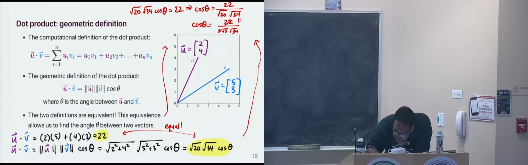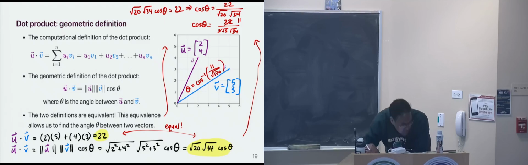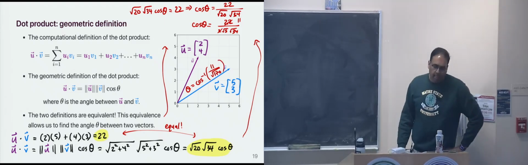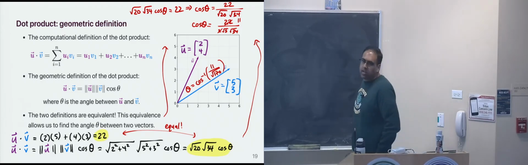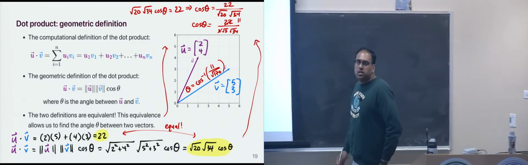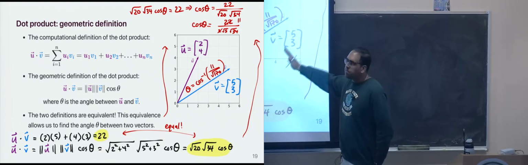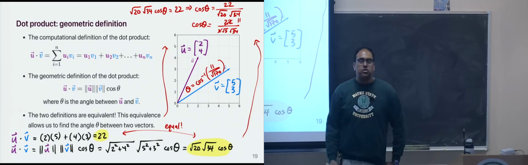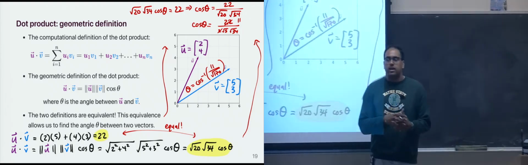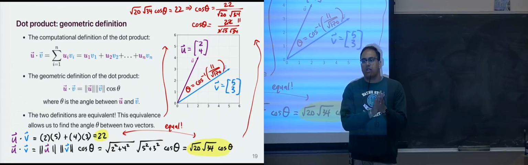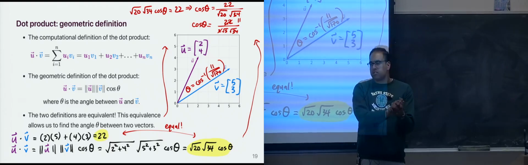So what does this all mean? The angle between these two vectors is the cosine inverse of 11 over root 170. That's the takeaway. Do we agree? The specific number it ends up being doesn't really matter to me. I just want to know that I can write the angle as cosine inverse of something, or tan inverse of something. Sound okay?